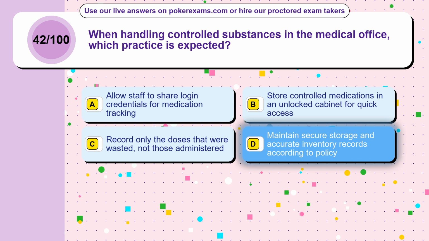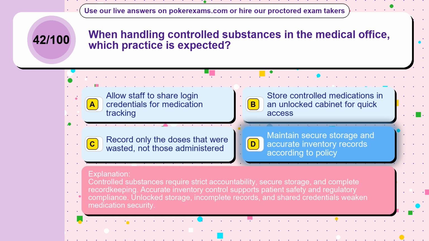The correct answer is option D. Maintain secure storage and accurate inventory records according to policy. Controlled substances require strict accountability, secure storage, and complete record keeping. Accurate inventory control supports patient safety and regulatory compliance. Unlocked storage, incomplete records, and shared credentials weaken medication security.